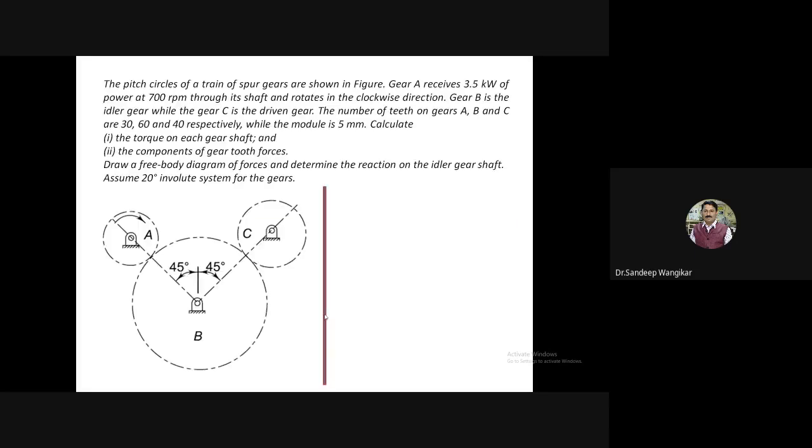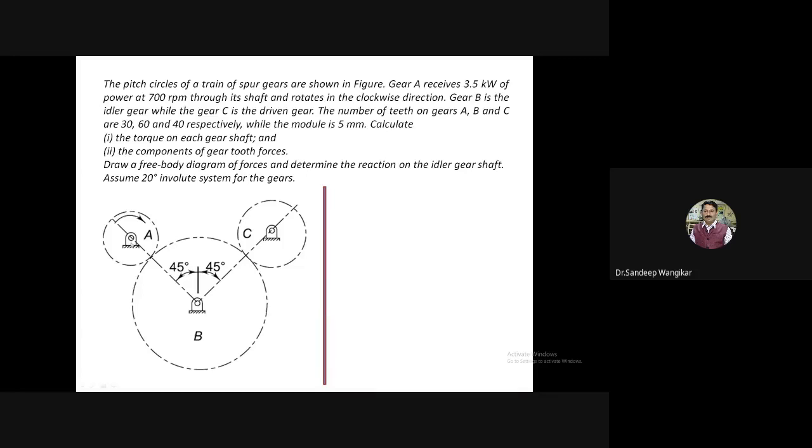So today we will be discussing the force analysis of spur gear. We will directly discuss a numerical. The pitch circles of a train of spur gear are as shown in the figure. In the figure, A, B, C, three gears are shown. Gear A receives 3.5 kilowatt of power at 700 RPM through its shaft and rotates in clockwise direction.